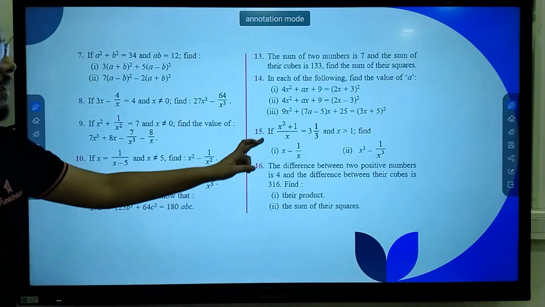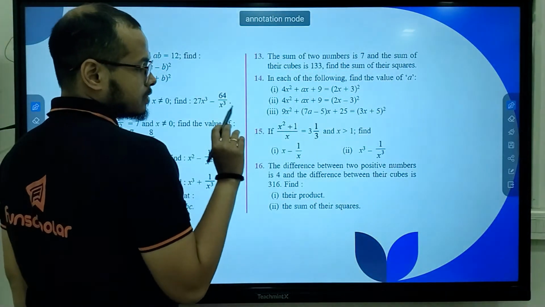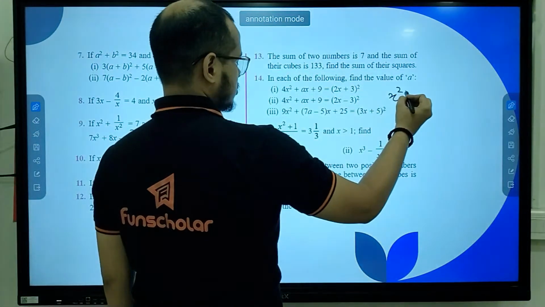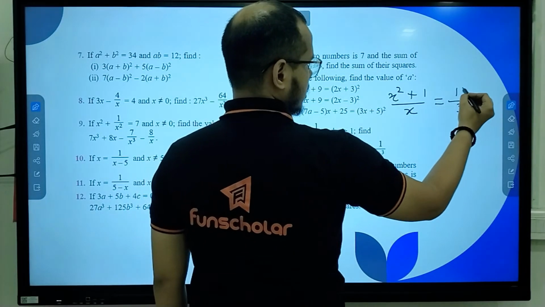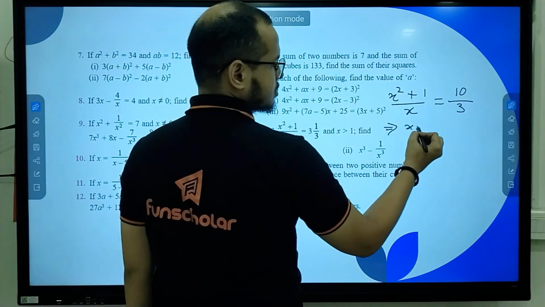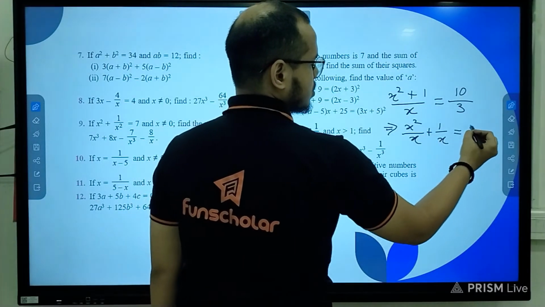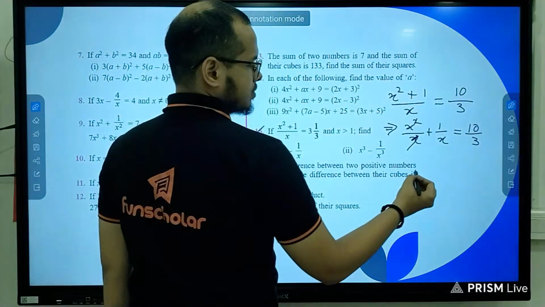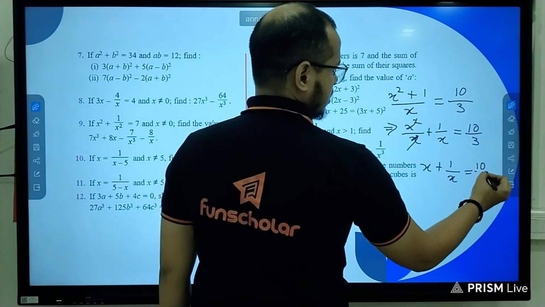Let us start off with question number 15. So 15 states that, see, first look at the sum. What is written here? It is written x square plus 1 by x is equal to 10 by 3. Now we can separate this term as x square by x plus 1 by x is equal to 10 by 3. So x and x get cancelled out. So we have found out x plus 1 by x is equal to 10 by 3.